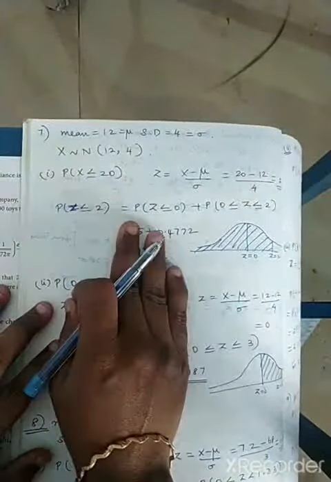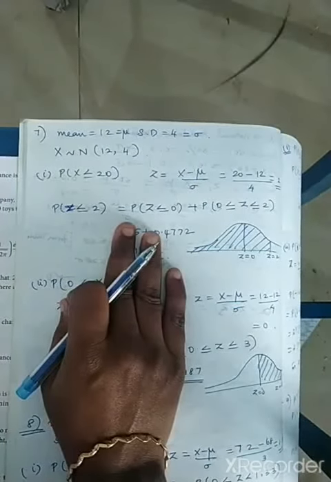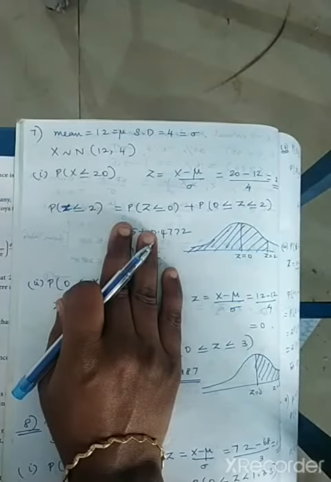The mean is 12, SD is 4. They are asking us to find P of x less than or equal to 20, and another situation is P of 0 less than or equal to x less than or equal to 12.